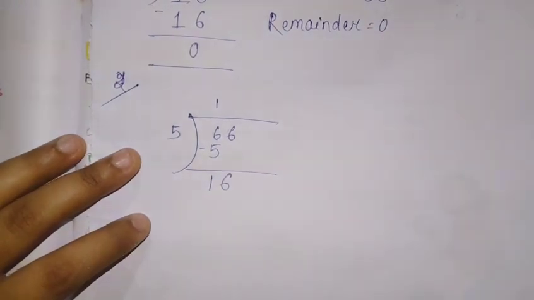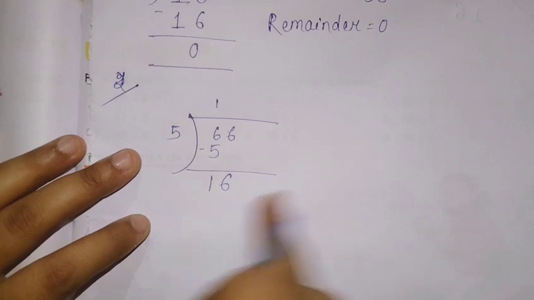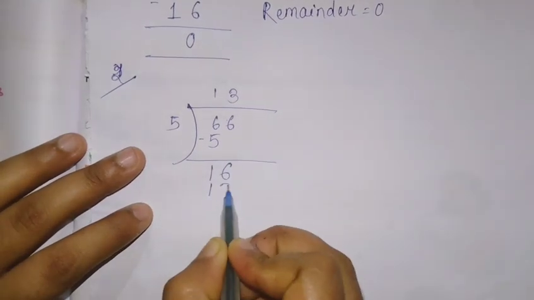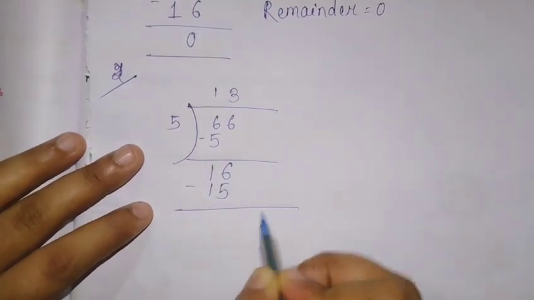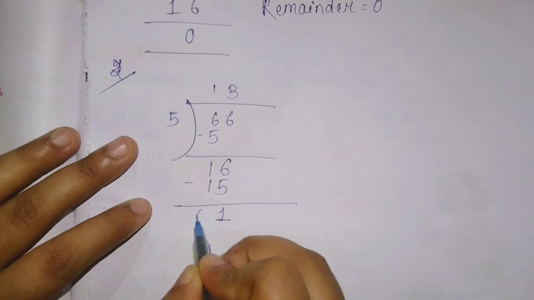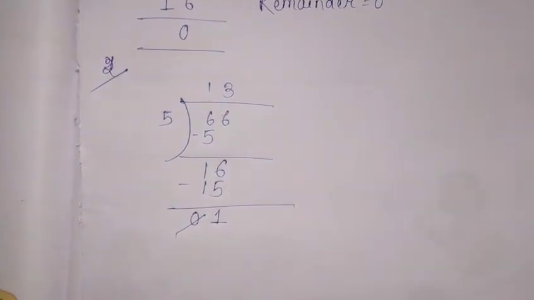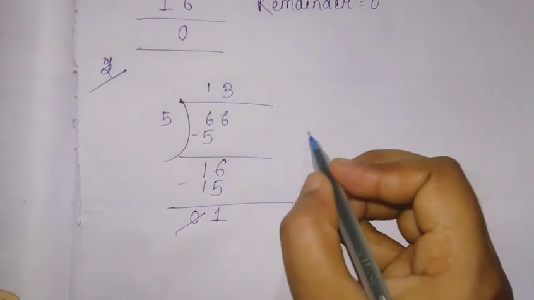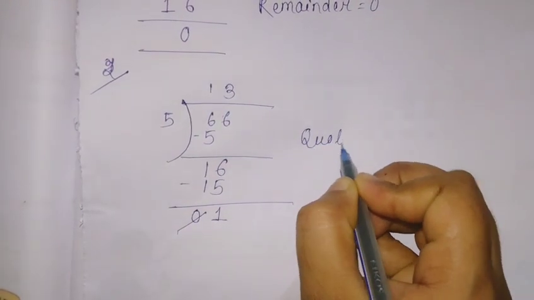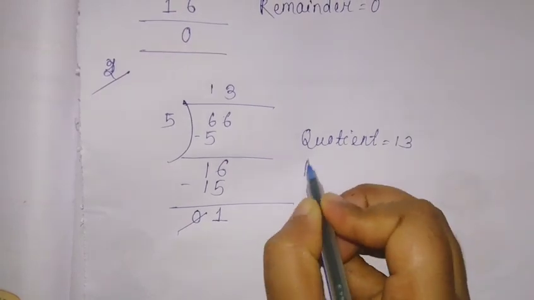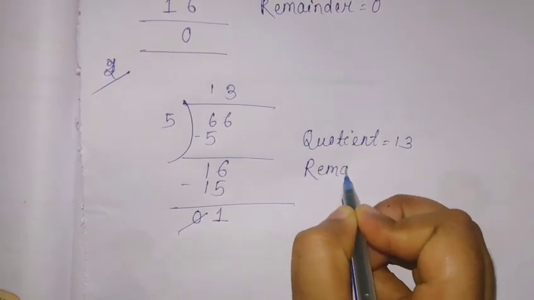Now the number is 16. Then we recite the multiplication table of 5 till we get just less than 16. 5 3s are 15. Then 16 minus 15 equals 1. Here we get quotient equal to 13 and remainder equal to 1.